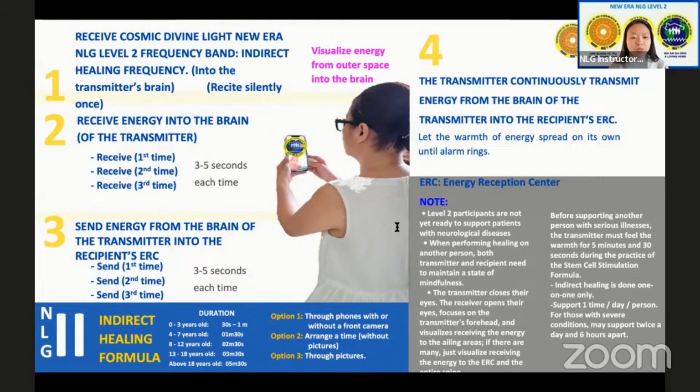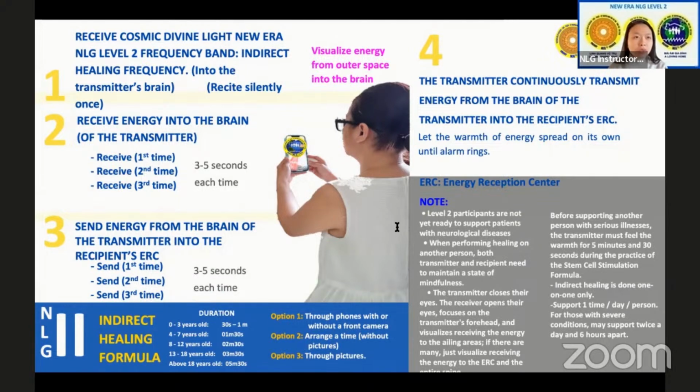The second option is through an arranged time. You don't really need a picture for this, because if you have known someone or are comfortable enough that they agree you can send them this healing energy, then you can arrange a certain time and let each other know when you will transmit energy so that the other person can receive it. You can make an appointment, okay?